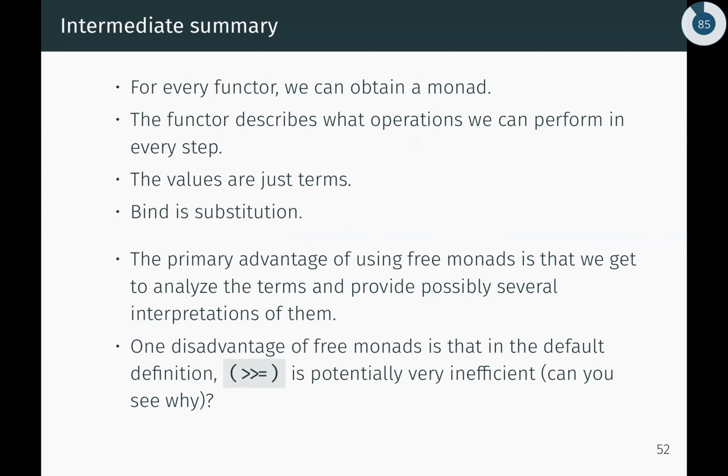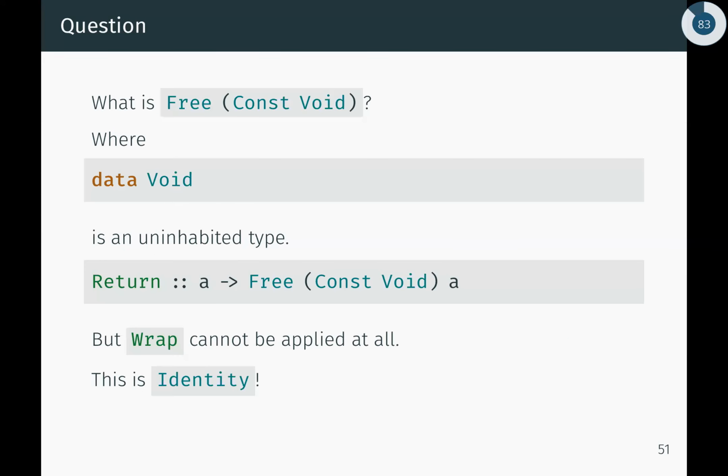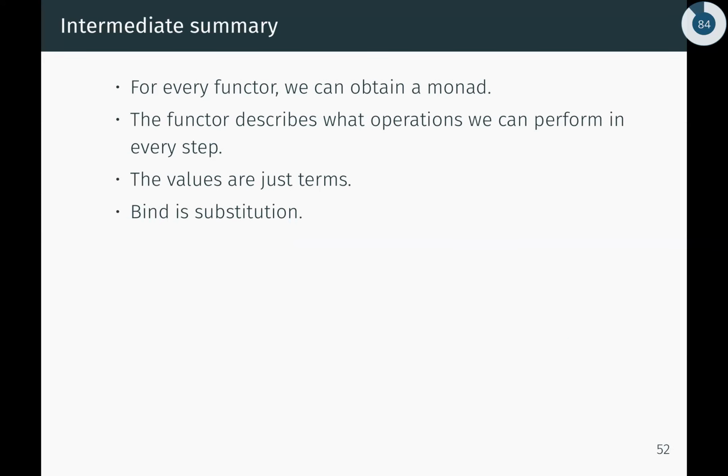Right. So there's a nice example. Let's just see. Okay. So the free construct allows us to give an arbitrary functor to immediately turn it into a monad. And the functor basically describes the special operations that this monad has. And values are just terms, so that monad doesn't do anything. It's just a data structure.